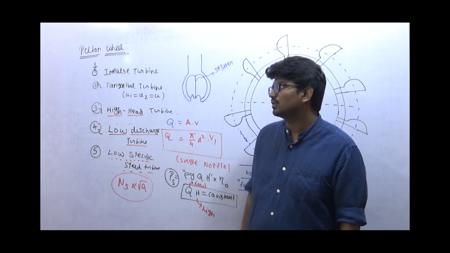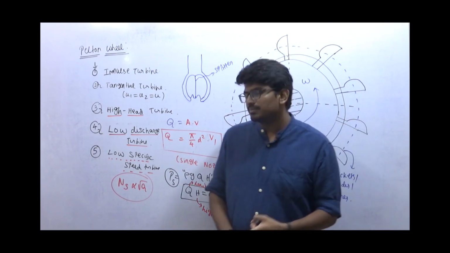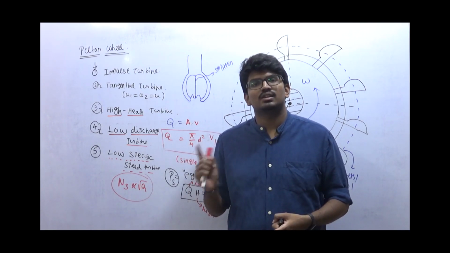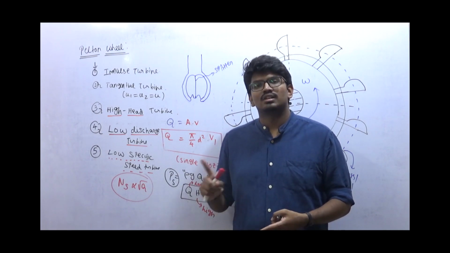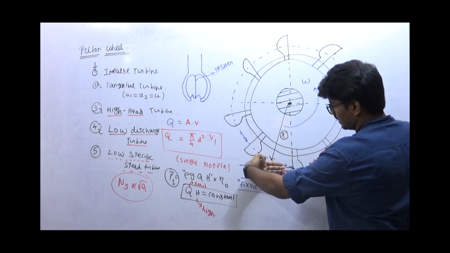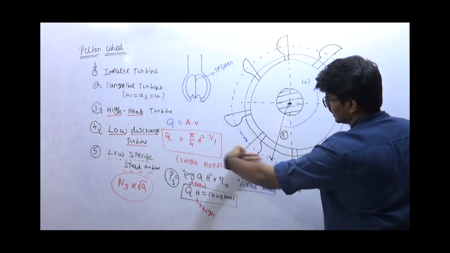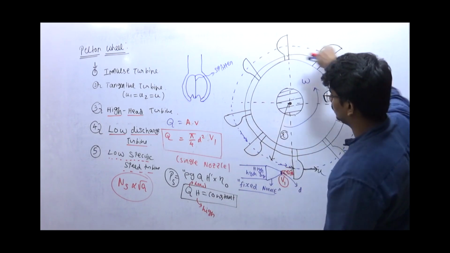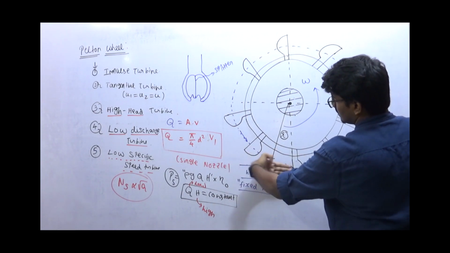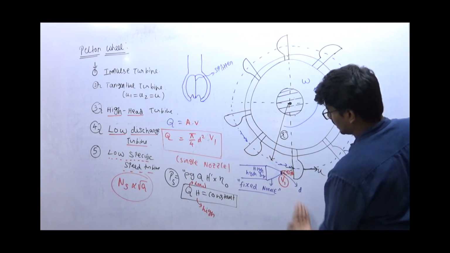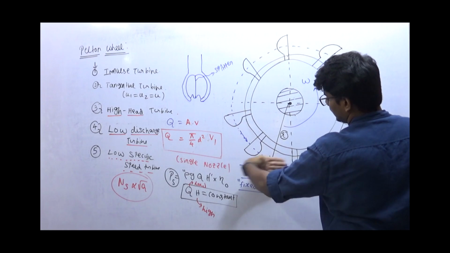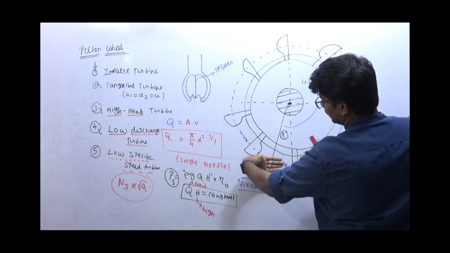So finally, Pelton wheel. What are the conclusions which I could give from this? First one, it's an impulse turbine. Impulse turbine means centrifugal head is 0, reaction head is 0. Tangential turbine means U1 will be equal to U2. It is entering tangentially to the total rotor. So this is radial. This is axial. It is entering tangentially and it is exiting also tangentially.